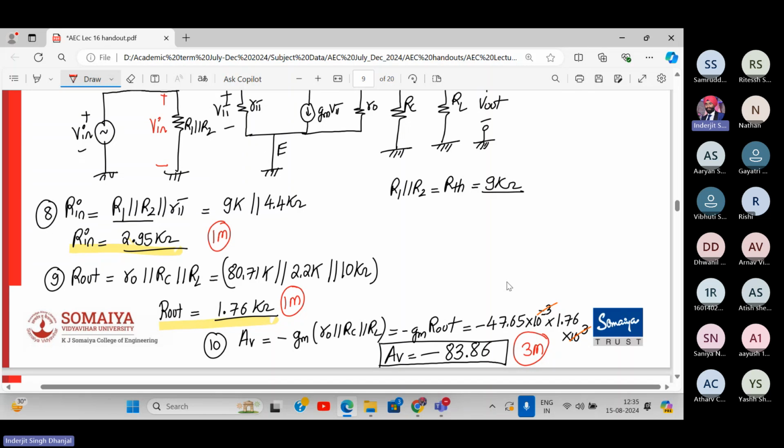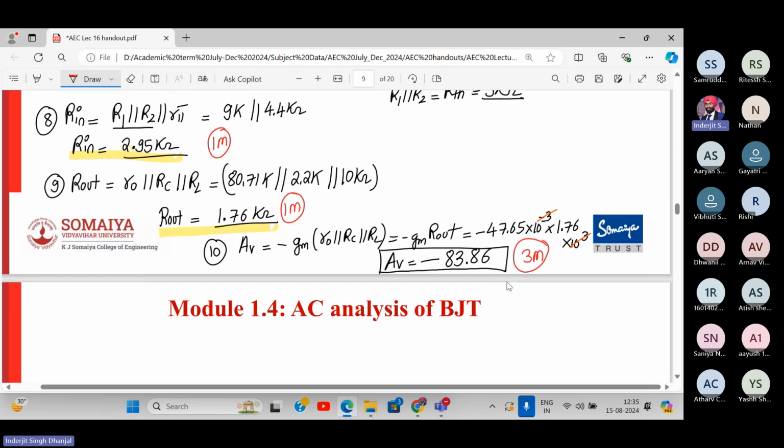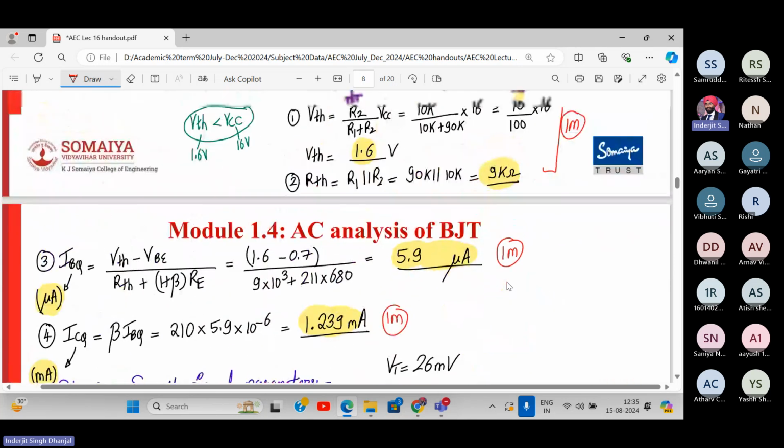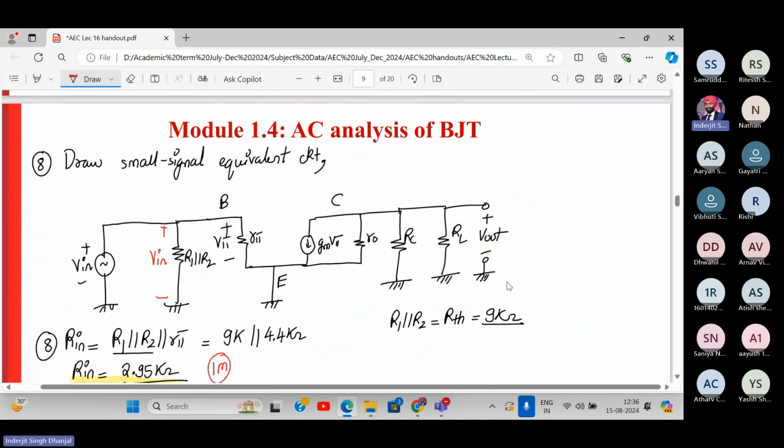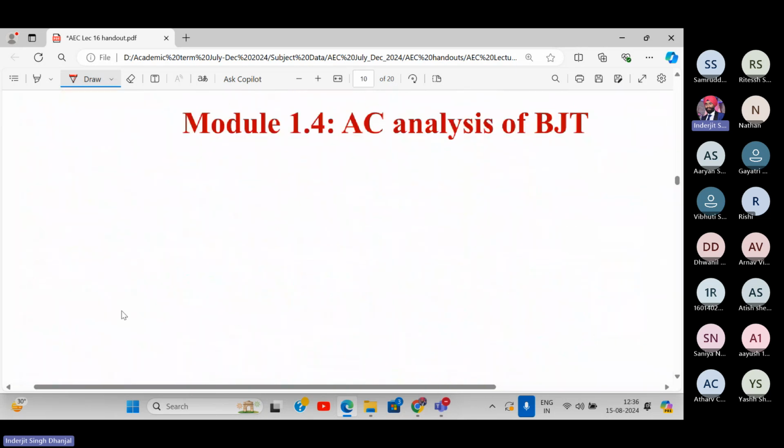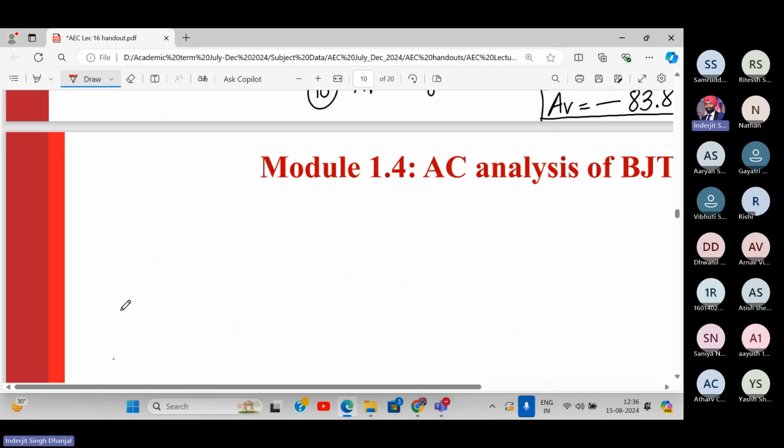So please solve this. Now I'll give you numerical number 2. Everyone has got the answers. So as you can see, around 3 pages it took to solve this, but it's systematic. It's the same. And the common emitter amplifier numericals are very, very famous. Okay. Next, numerical number 2. This I'll let you solve. I'll give you 5 minutes to solve this.